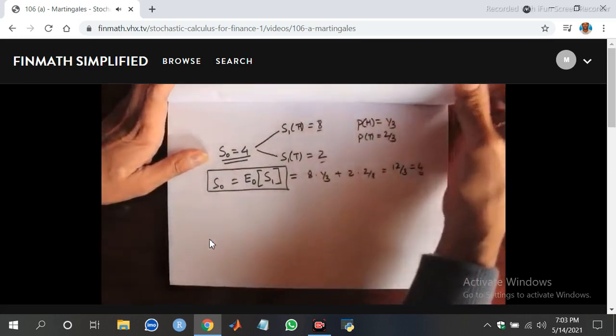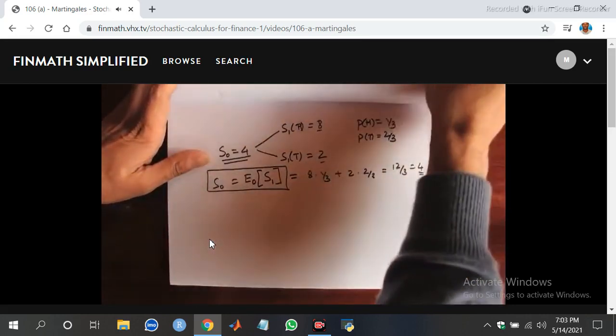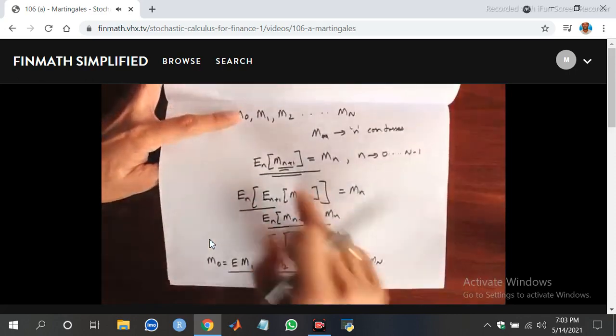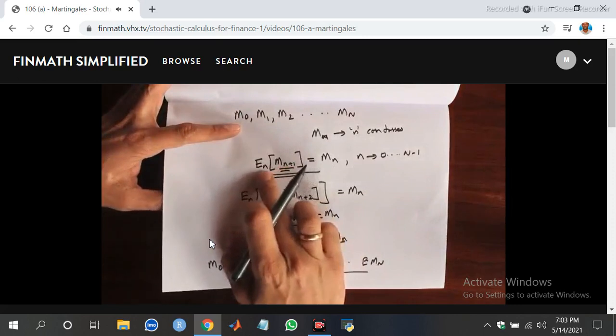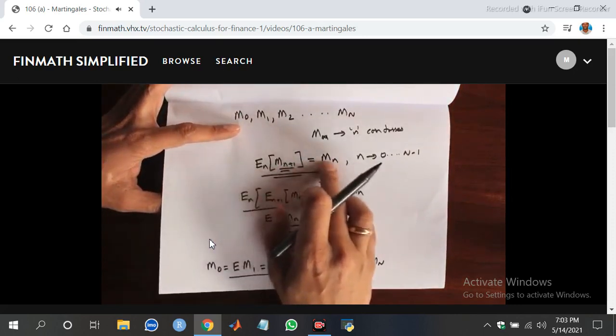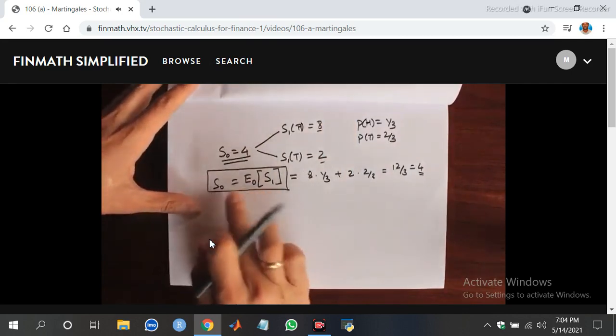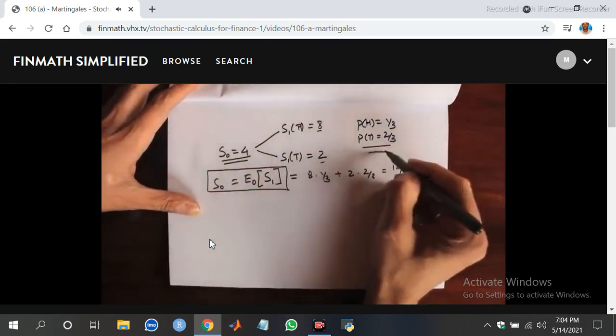And this pretty much is the same thing as how we define a martingale, right? So we said for a martingale, expected value at time n of Mn plus 1 equals Mn. So likewise here. Okay, so this basically becomes the martingale under this probability measure.